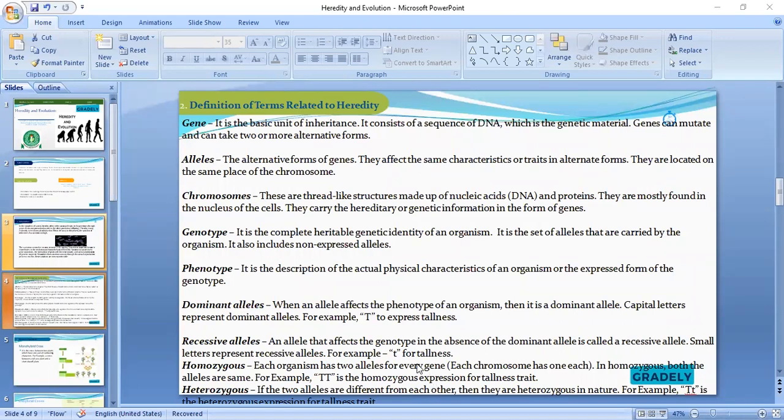Example is capital T small t. I don't know if you are following. Capital T small t is a heterozygous character. They are heterozygous in nature because they don't have two similar alleles. They have alleles different from each other. Capital T is different from small t. So they are heterozygous. But homozygous is either small t, or capital T. So that is it about the definition of terms. Now let's continue to the next thing that we have here.